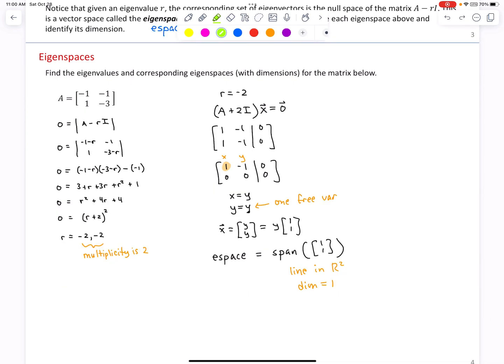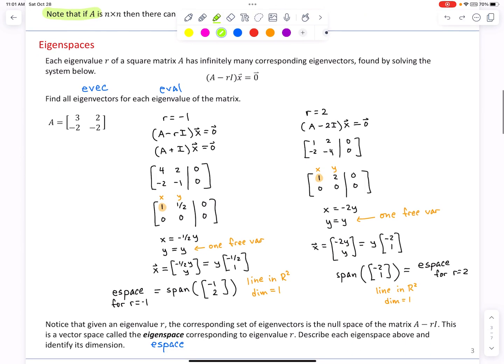In this 2x2 case, we had a multiplicity of 2, but a dimension of only 1. And in this case, this eigenvalue -1 had a multiplicity of 1, therefore has a dimension of 1 for its eigenspace. And this eigenvalue of 2 had a multiplicity of 1, therefore a dimension of 1 for its eigenspace.